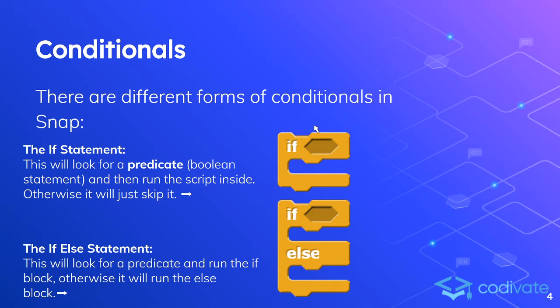So there are different types of conditional statements. The if statement looks for a predicate and then runs the code inside it. Remember, a predicate actually is a Boolean statement. Otherwise, it will just skip it. The if-else statement looks for a predicate and runs the if block. Otherwise, it runs the else block.